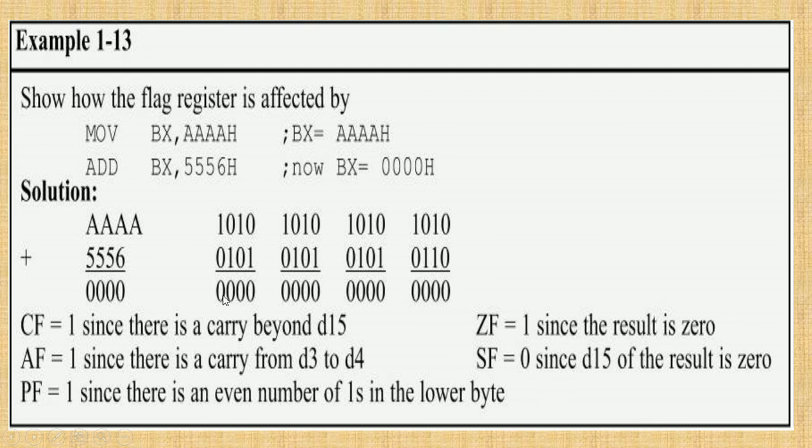What about MSB, most significant bit? 0. The sign flag is reset, because if MSB is 0, sign flag is reset, that is positive. If MSB equal to 1, negative, sign flag is set. Since D15 of the result is 0. Okay, any doubts? Clear? Therefore, watch all these 4 parts to understand the flags. It's very important for programming.